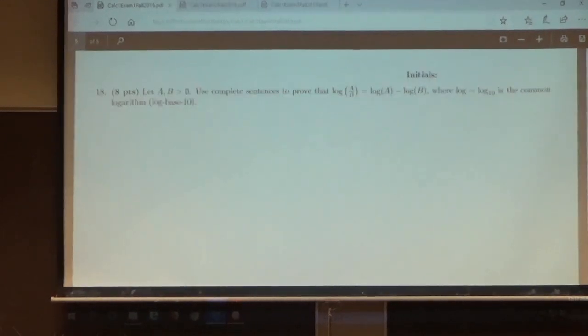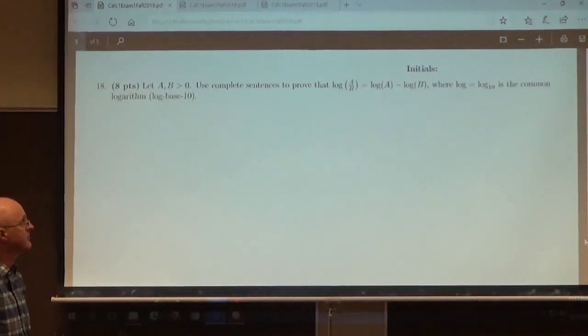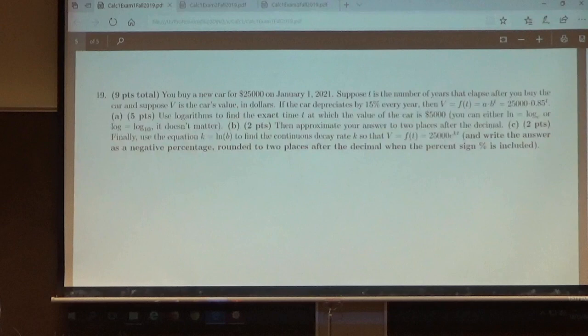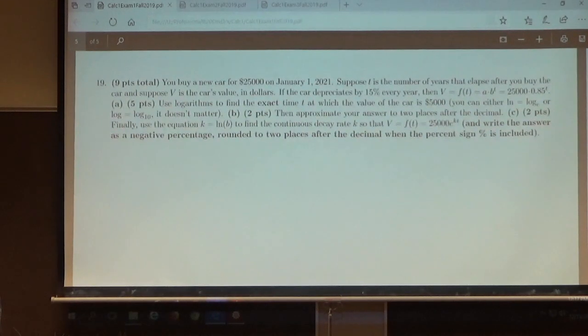This is a proof, so I suppose this could show up on the final exam, involving the properties of logs. So you want to look back at your notes. We did that kind of proof in class. This is an exponential growth problem. You have to do some solving using the logarithms there.